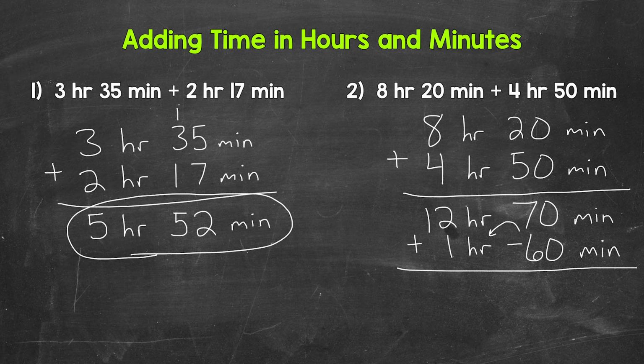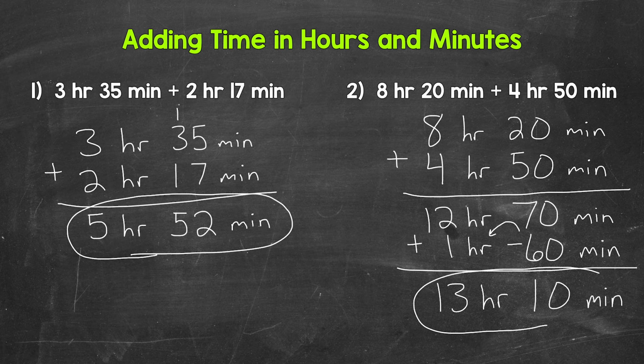0 minus 0 is 0. And then 7 minus 6 is 1. So we have 10 minutes. And then for our hours, we have 12 hours plus 1 hour. That gives us 13 hours. And this is our final answer. So 8 hours and 20 minutes plus 4 hours and 50 minutes equals 13 hours and 10 minutes.